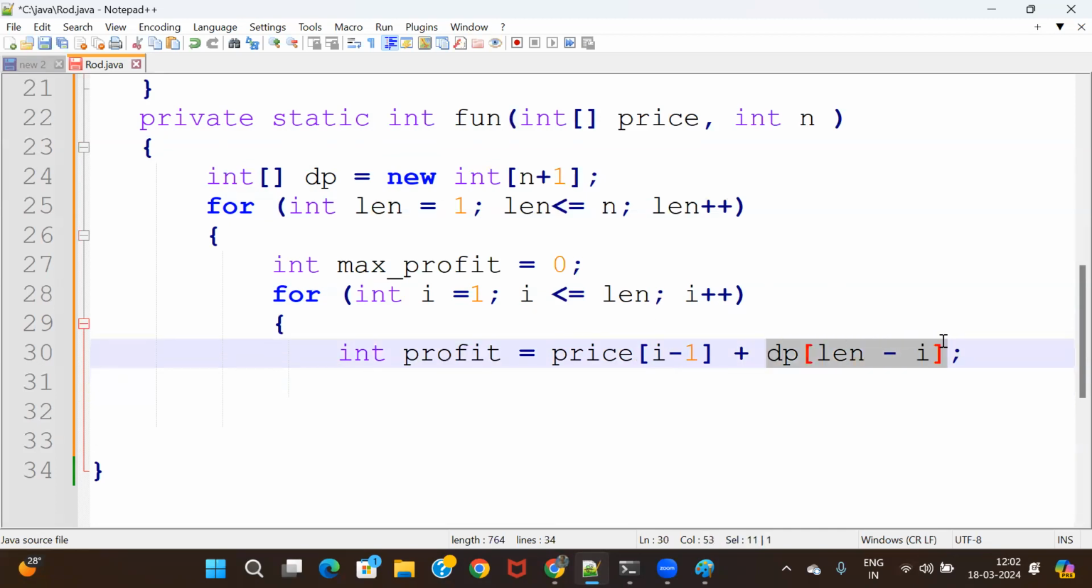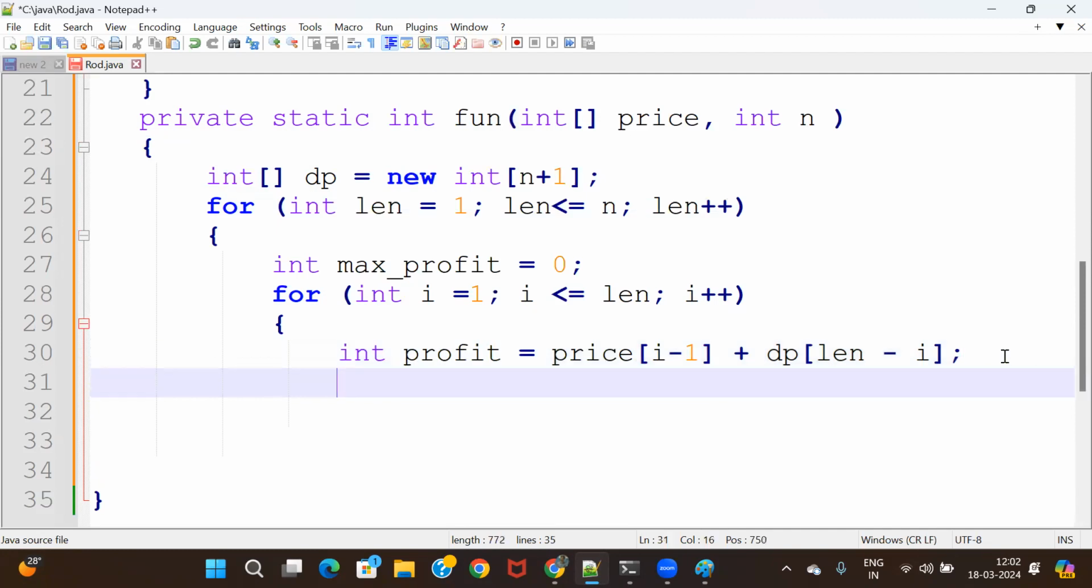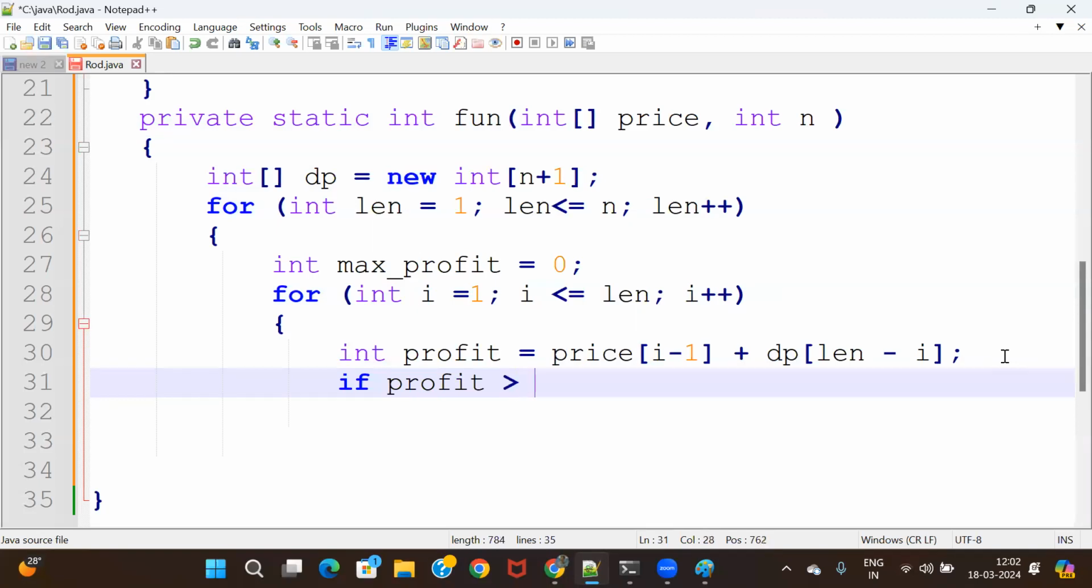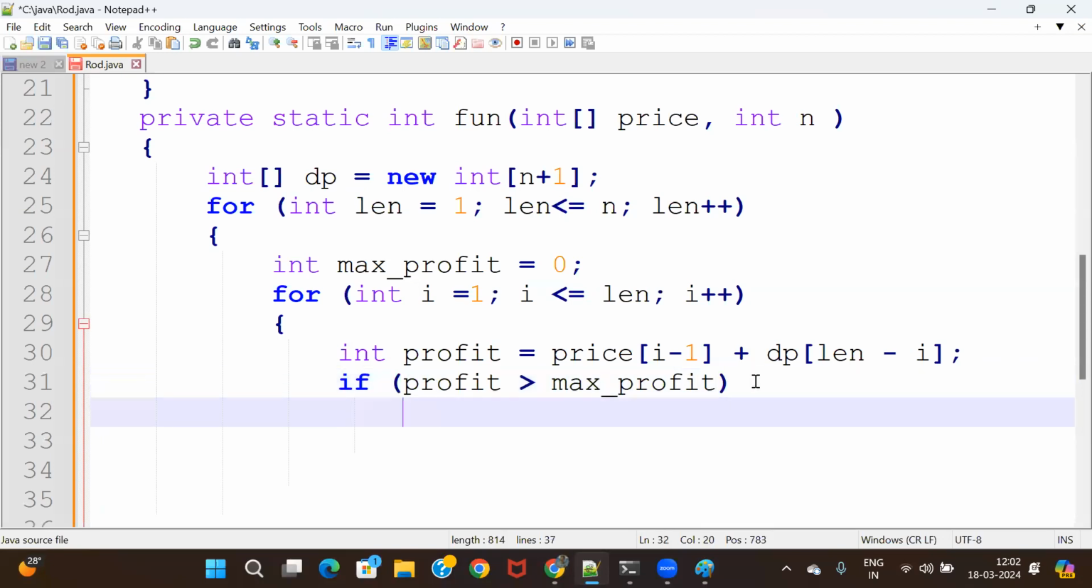So this was sold earlier, now you sold it. How much was sold earlier? Length minus i. Now what you sold? The ith length. Okay. Now if this profit is more than your maximum profit, then maximum profit is equal to profit.